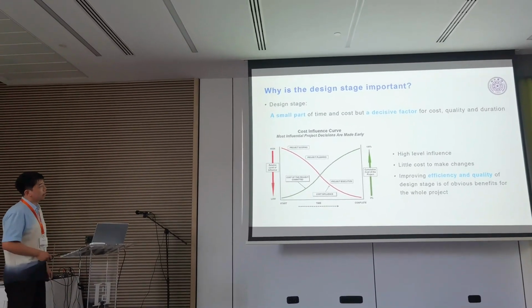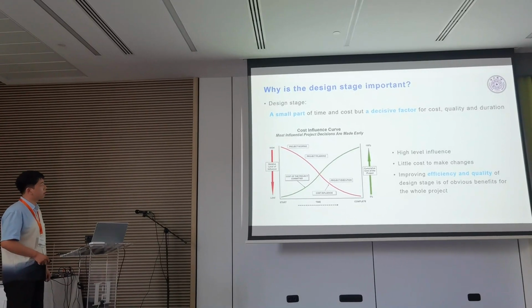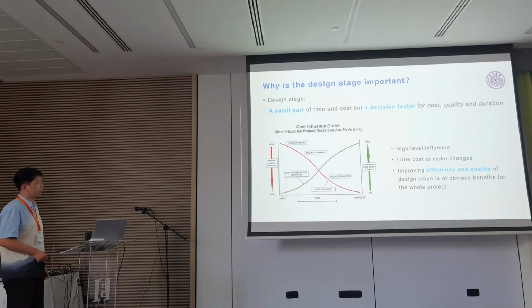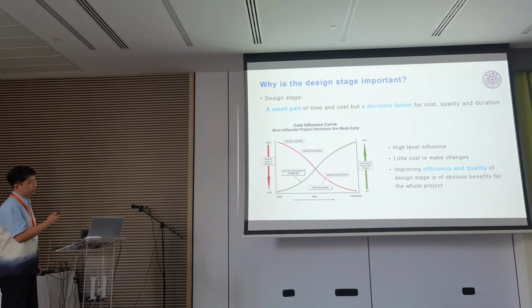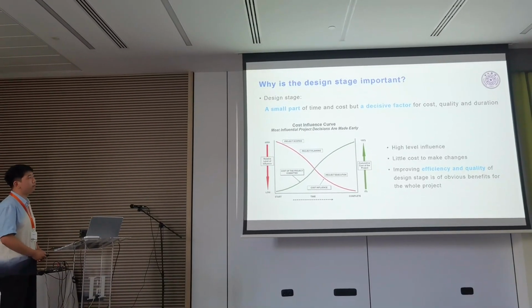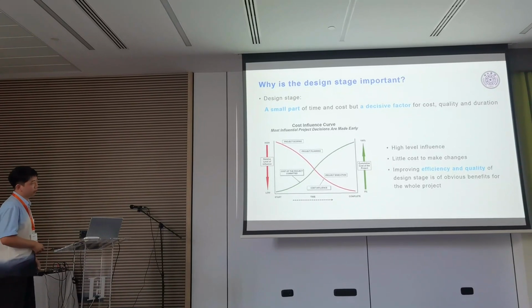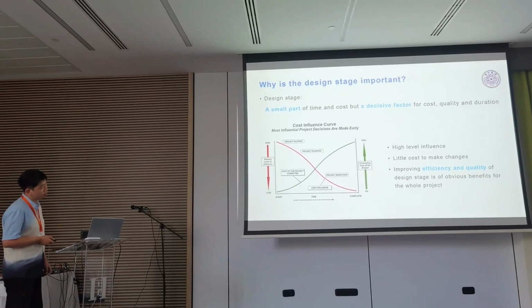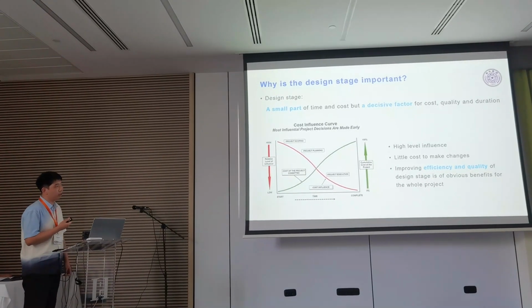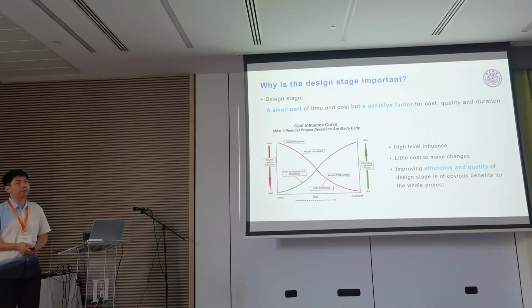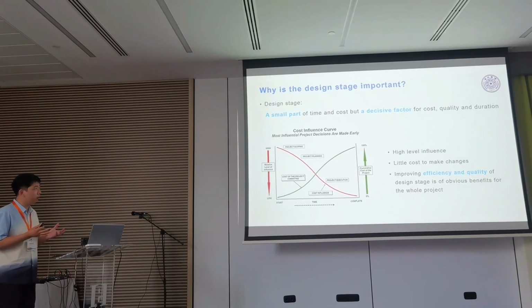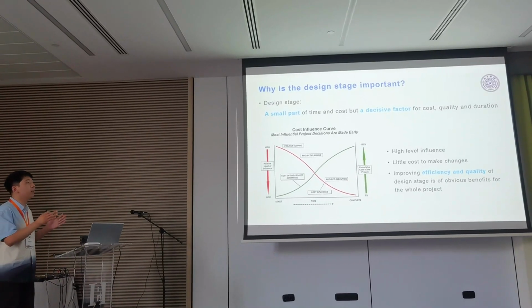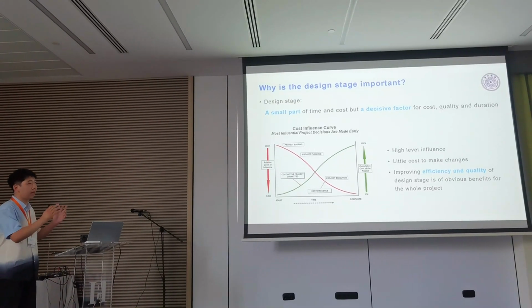As you can see on the left, it's a very classic figure of the cost influence curve. The design phase is at a pretty early stage, so it has a very high level of influence on the entire project, and it costs very little to make changes at this stage. Therefore, if we want to improve the efficiency and quality of the entire project, it's a good idea to look into the design stage. Let's see if we can improve the efficiency and quality of the design stage.